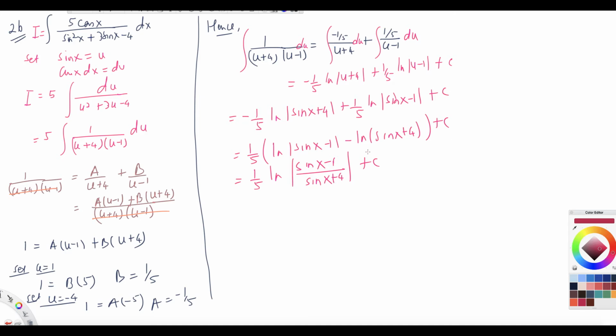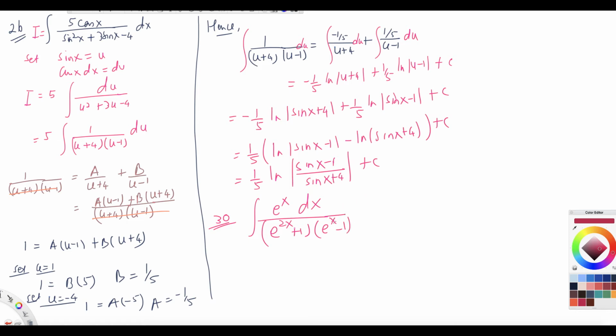Okay, so the next problem I want to do is question number 30. Yes, it is the integral of e to the x dx over e to the 2x plus 1 and then e to the x minus 1.